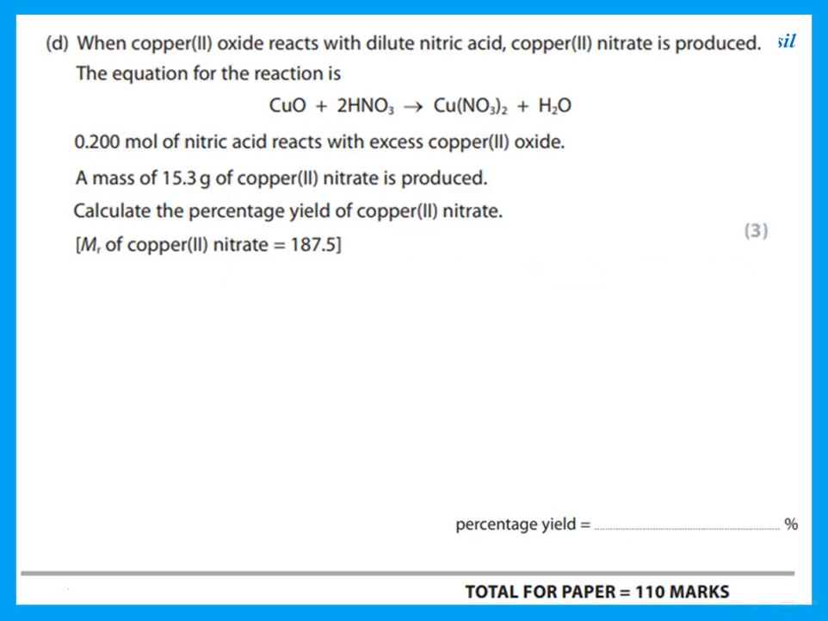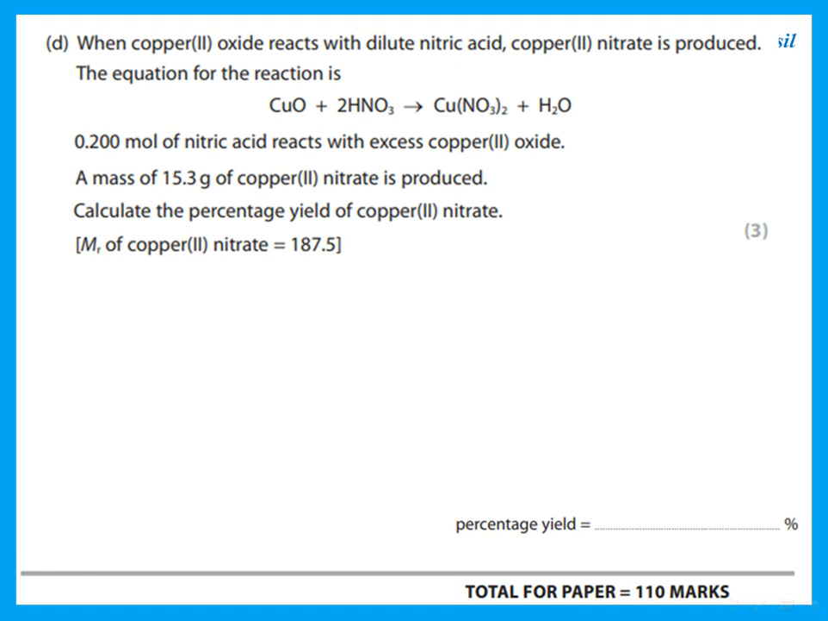The last question, when copper 2 oxide reacts with dilute nitric acid, copper 2 nitrate is produced. The equation for the reaction is this. And he's saying I'm starting with 0.2 mole of nitric acid, a mass of 15.3 grams of copper nitrate is produced. Calculate the percentage yield. How do we get percentage yield? You should know that we calculate the mass that he should get, and then I can calculate the percentage yield.